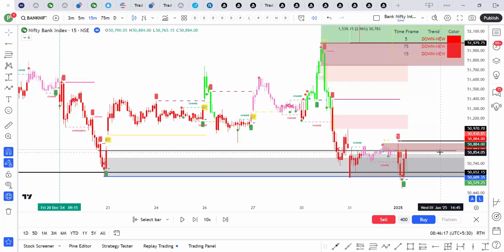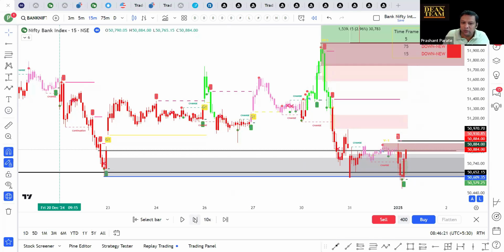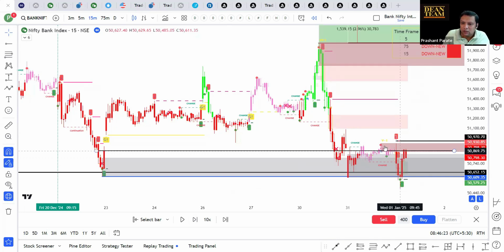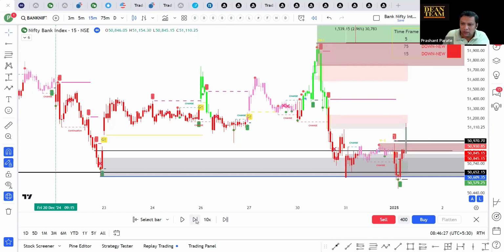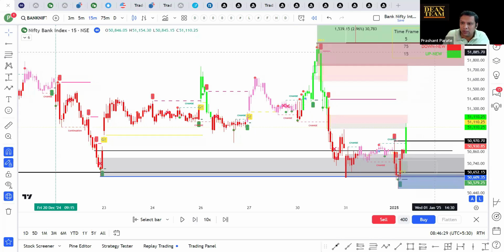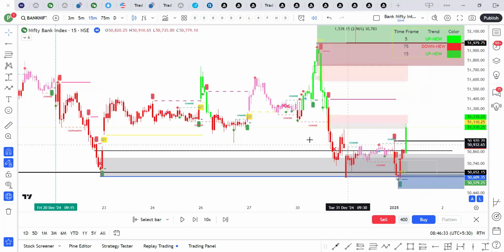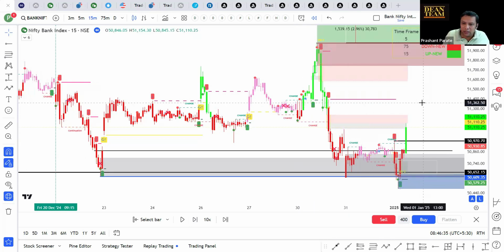But if you want a confirmation entry, you will wait for this selling area to get broken. And here the selling area is broken. Now the 5 minute is also up, the 15 minute is also up. You are reversing from the daily buying area.